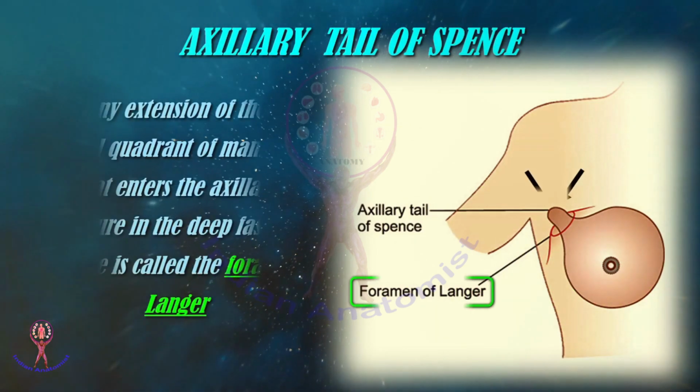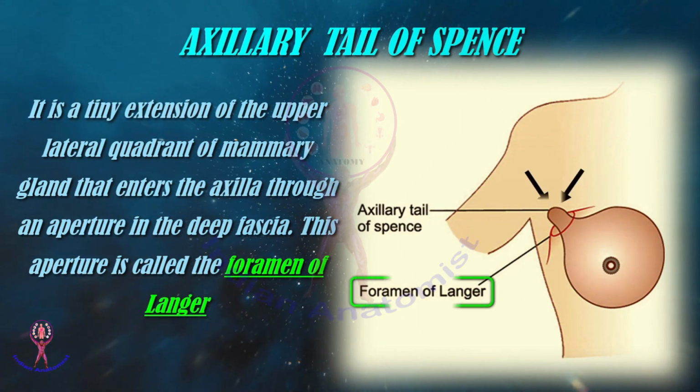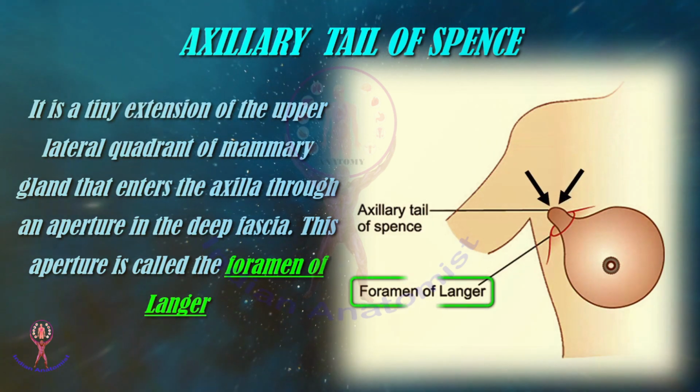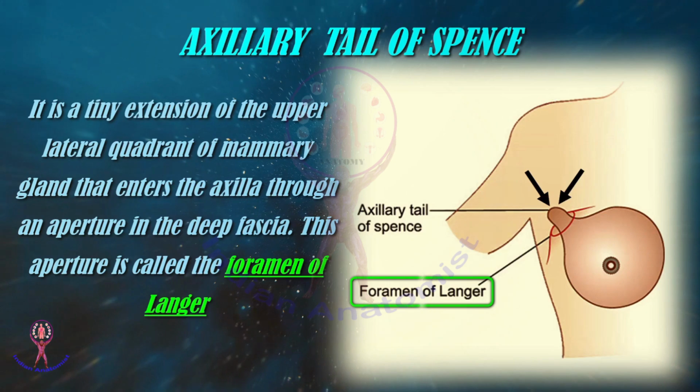The upper lateral part of the mammary gland shows a small extension called the axillary tail of Spence. Please see the illustration. This tail enters into the axilla through a deficiency present in the axillary fascia, or deep fascia of the axilla, called the foramen of Langer.